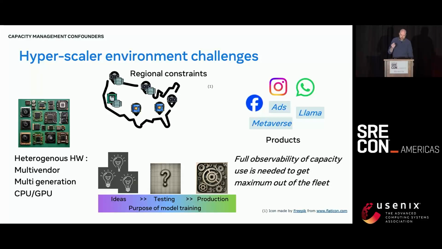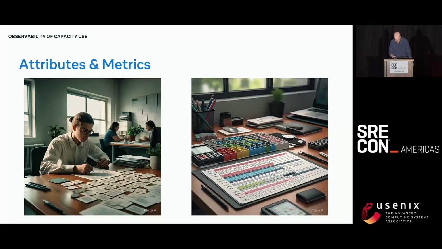And then this full observability across all of these is what you really need to get the most out of the fleet. So to do that, you really need great attribution and metrics. Without this attribution, without these metrics, it's really difficult to get the right outcomes for the business. And the attributions can have various scopes, from company-wide to product group-wide and subgroup. But you really have to start getting these attributes to be as fine-grained as possible to enable governance.